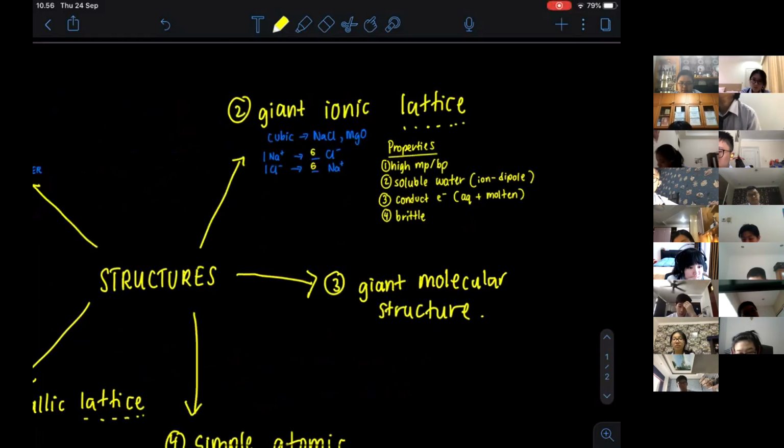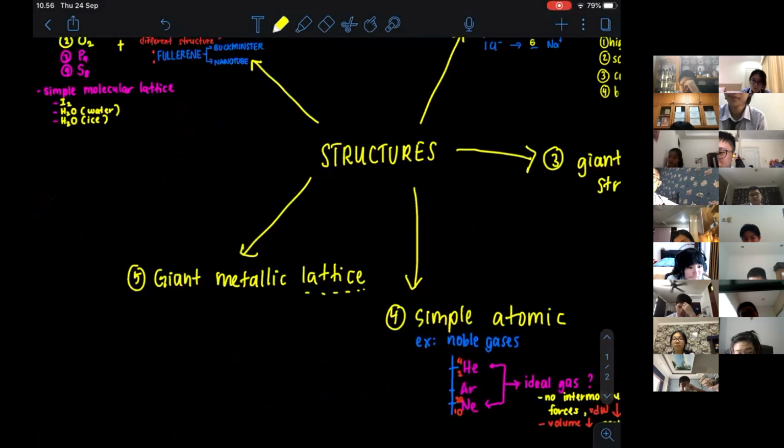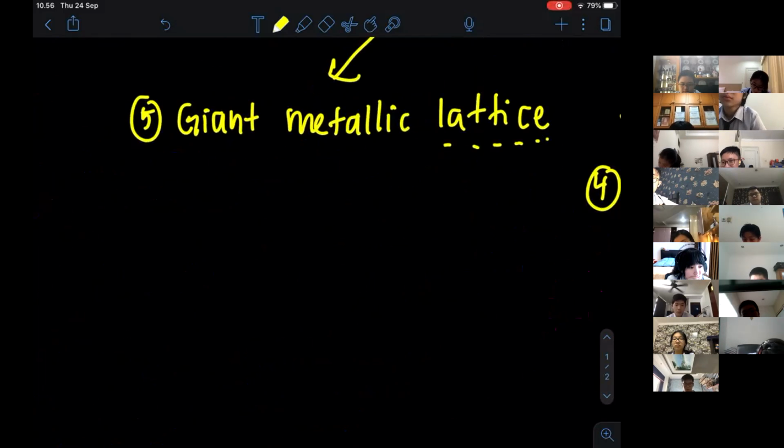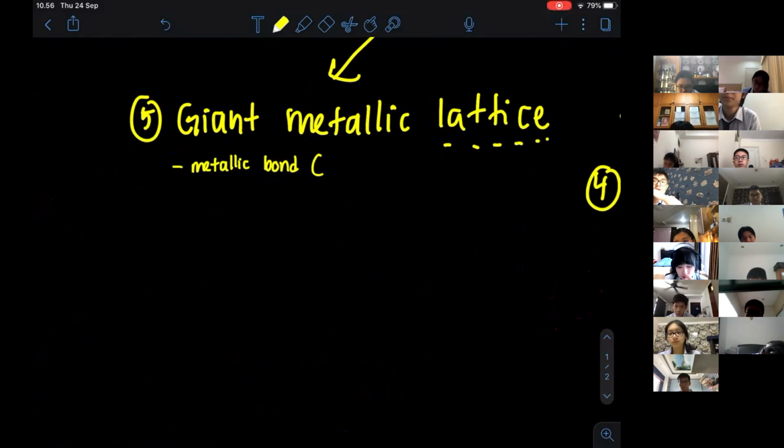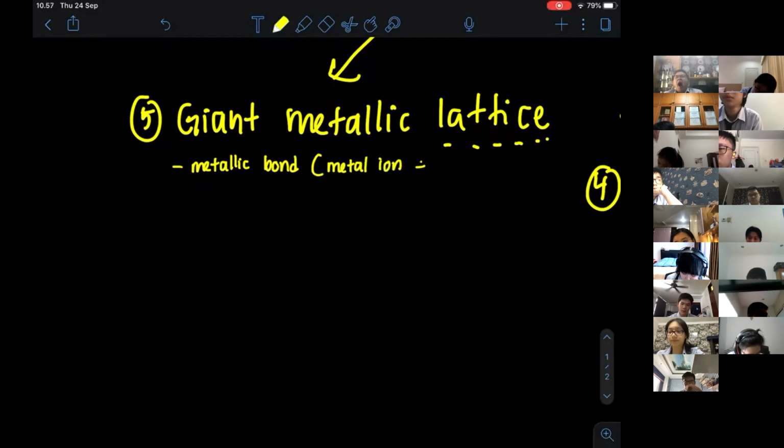Here we go for the giant metallic lattice now. All metals have this giant metallic lattice. When we say metallic bond, what do we refer to? Is it the bonding between metal and metal atoms or something else? Between the ion and the delocalized sea of electrons. Yes, it's between the metal ion and the sea of delocalized electrons.